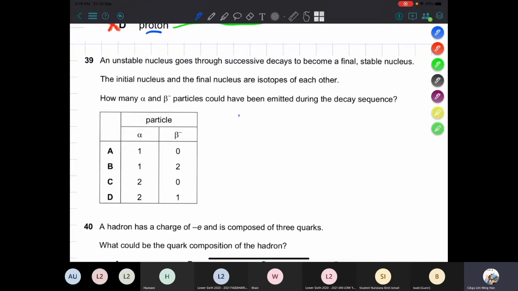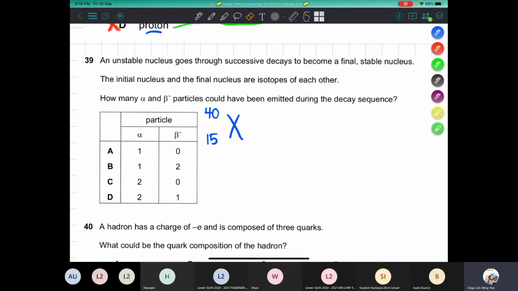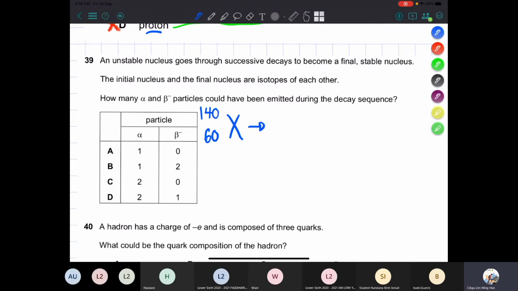So let's say you have an unknown nucleus. Let's say we have 140, and 60. Maybe I make it a bit higher. What I normally do is put in an example. That's the fastest way for me. So let me show you.